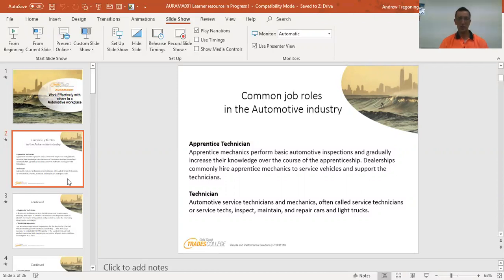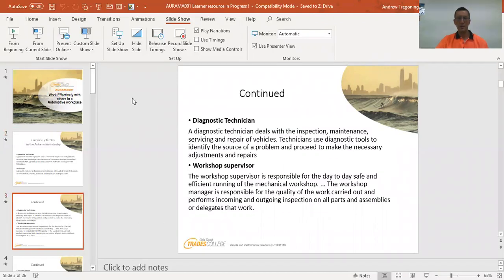Moving up to technicians, automotive service technicians and mechanics are often called service technicians or service techs. They typically inspect, maintain and repair cars and small trucks as well. Further onwards, our diagnostic technician deals with the inspection, maintenance, servicing and repair of vehicles. Technicians use diagnostic tools and identify the source of a problem and proceed to make the necessary adjustments and repairs.